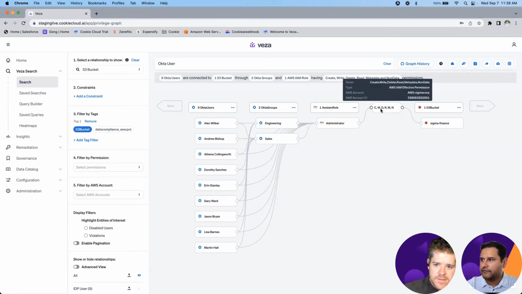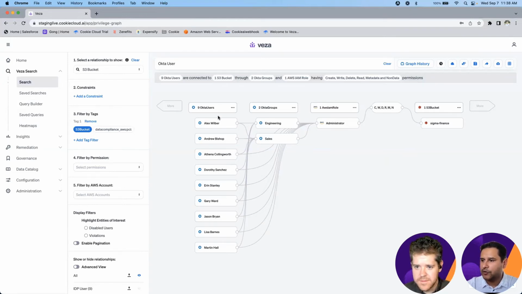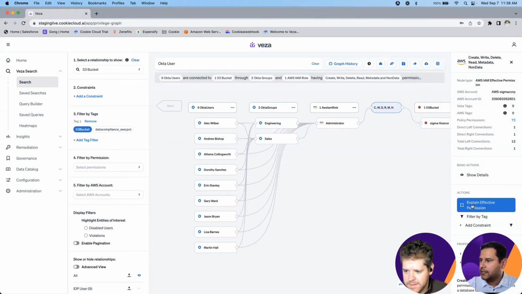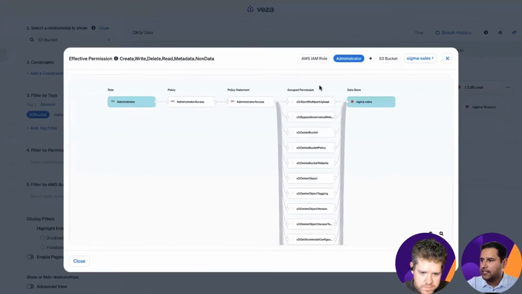That's right. Using these effective permissions, you can understand exactly which users have what permissions on this particular Sigma Finance bucket. Can we have a look and see what the native permissions look like here? Yeah. So we can see these native permissions by clicking on this button here.